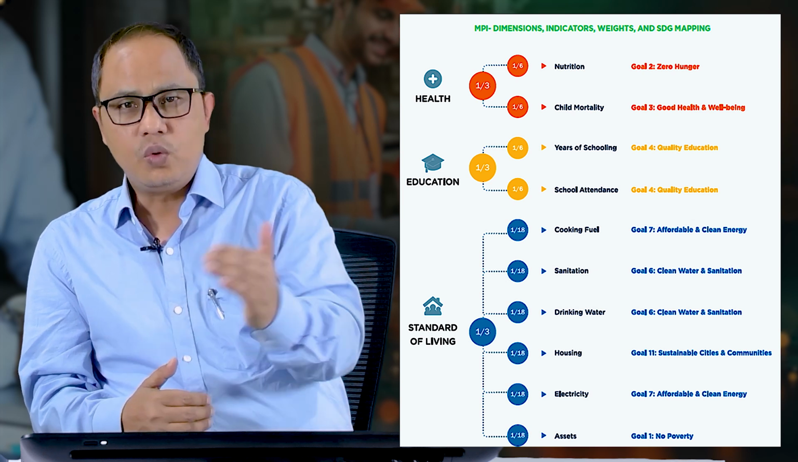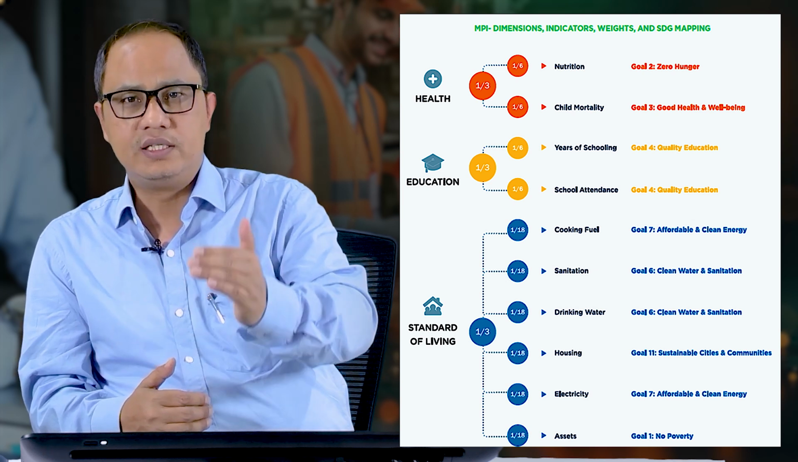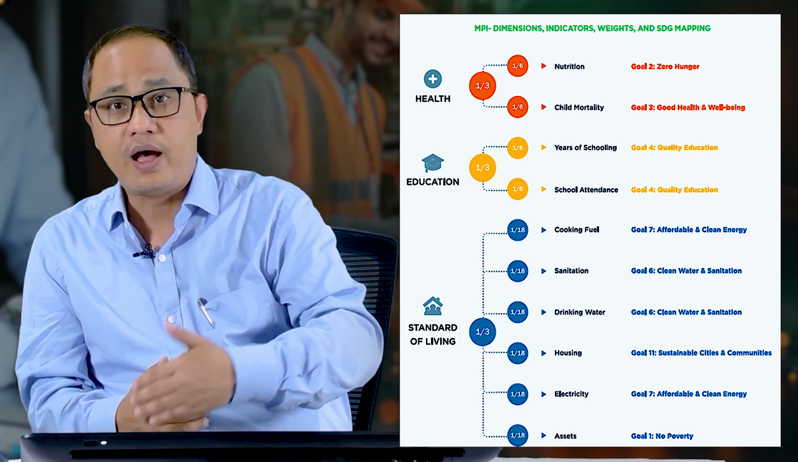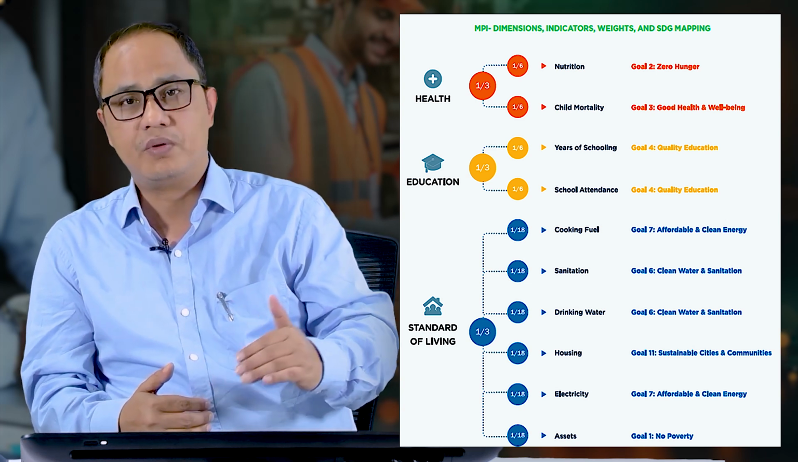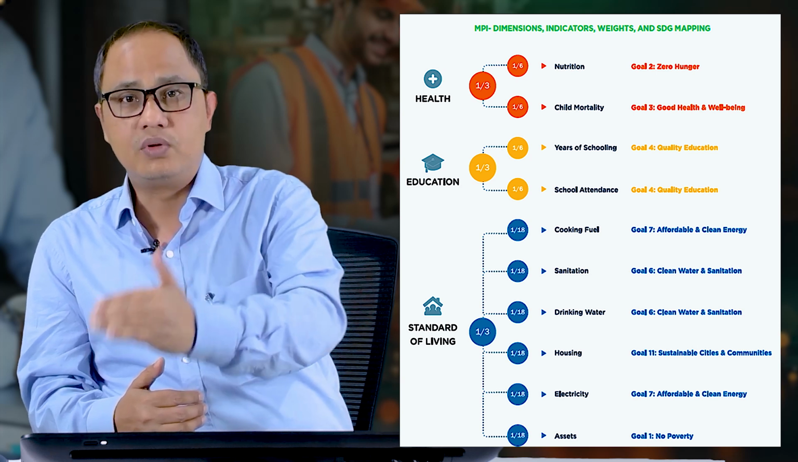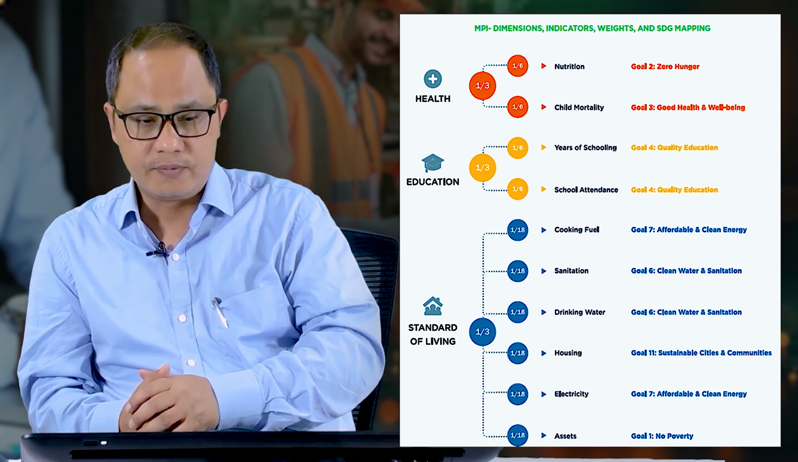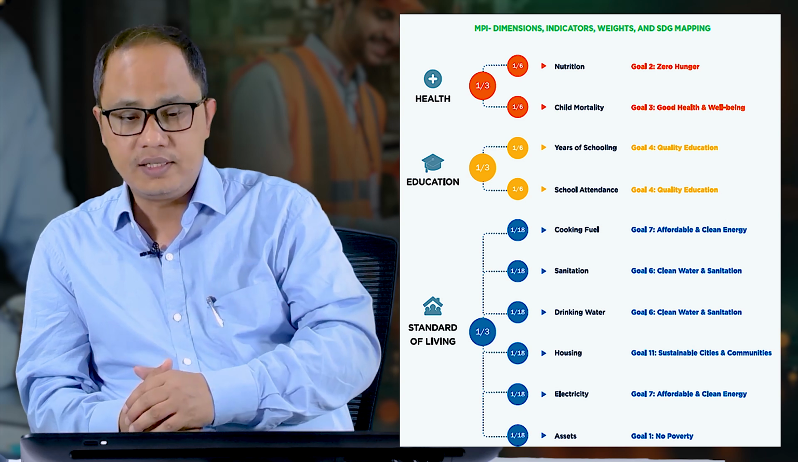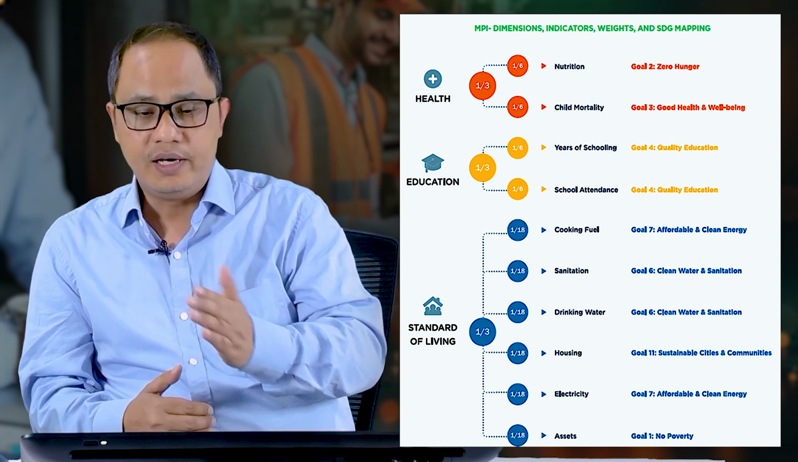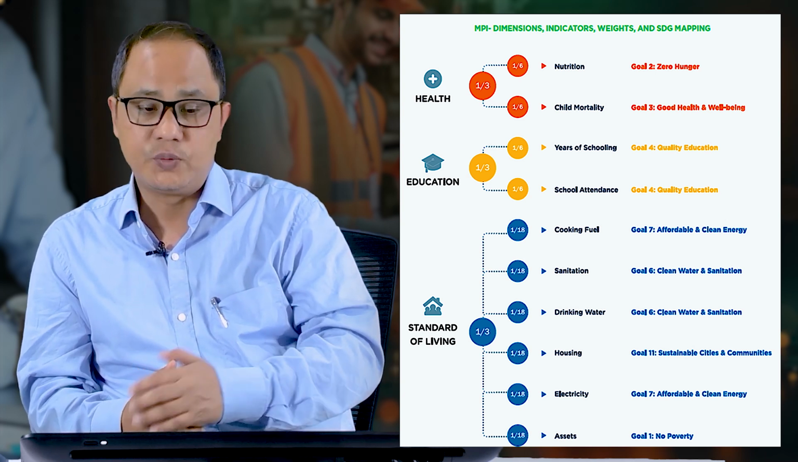When you look into here, these indicators also link with other goals. When you talk about nutrition, not only in Goal 1, it also reflects the importance to Goal 2, zero hunger. In the same way, when we talk about child mortality, it is also directly linked to Goal 3, good health and well-being.